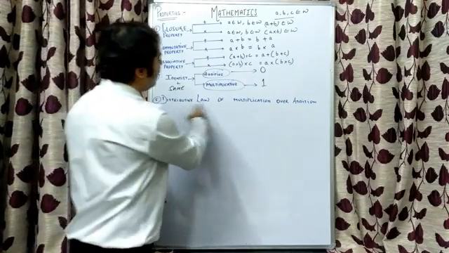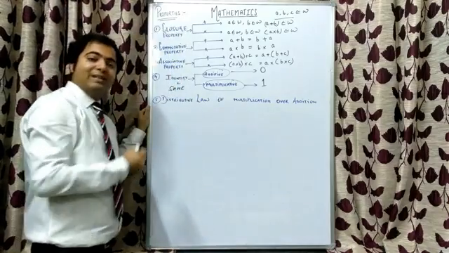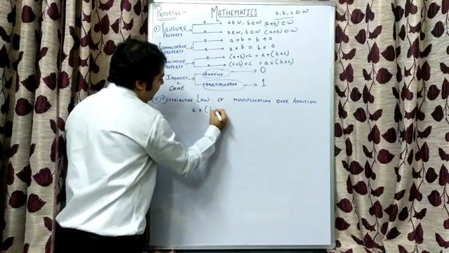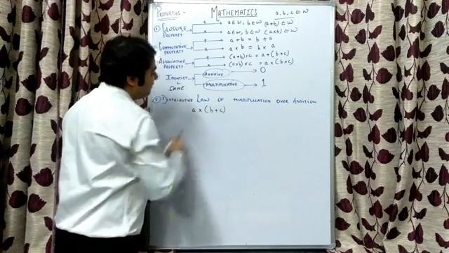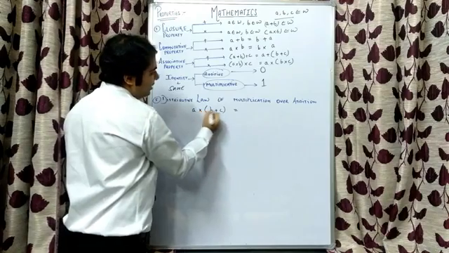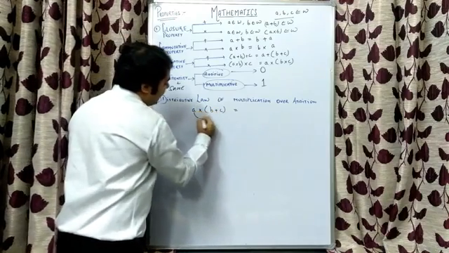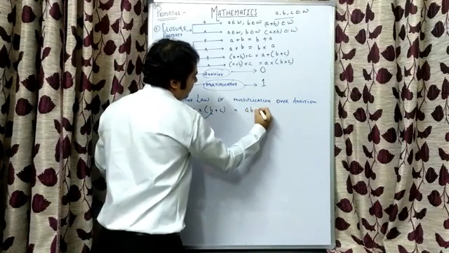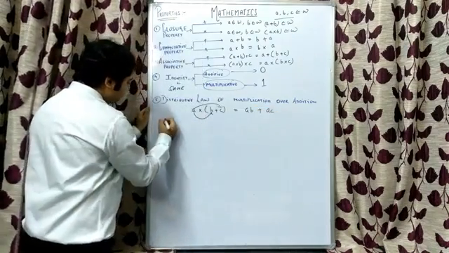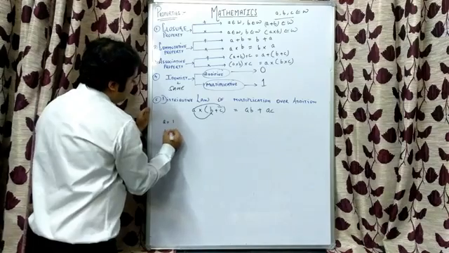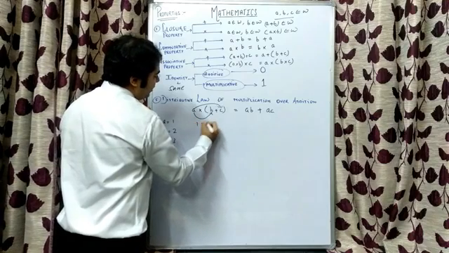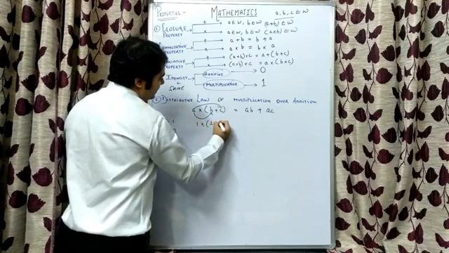Next property, that is distributive law of multiplication over addition. We can understand this law with the help of this concept. Suppose A is being multiplied to the sum of B and C. That means A will be multiplied by B first, added to A multiplied by C. For example, let us assume that A is 1, B is 2 and C is 3. So in place of A I will write 1, and in the bracket I will write 2 plus 3.